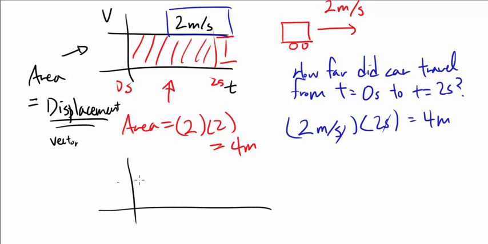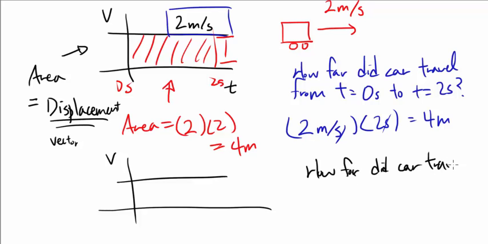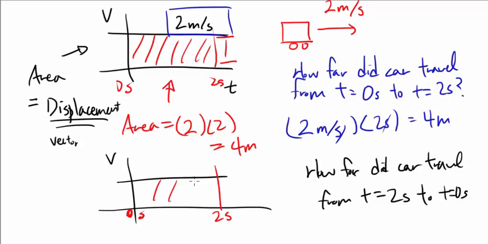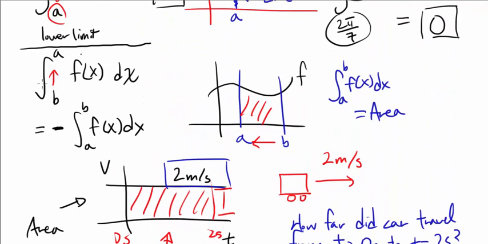And let's say someone asked you, how far did the car travel from time equals 2 seconds to time equals 0 seconds? So you're going backwards. Since from 0 seconds to 2 seconds, you moved the distance of 4 meters, if you're going from 2 seconds to 0 seconds, you're going 4 meters backwards, or negative 4 meters. So that's the reason the integral from b to a of f of x dx is the negative of the integral from a to b of f of x dx.